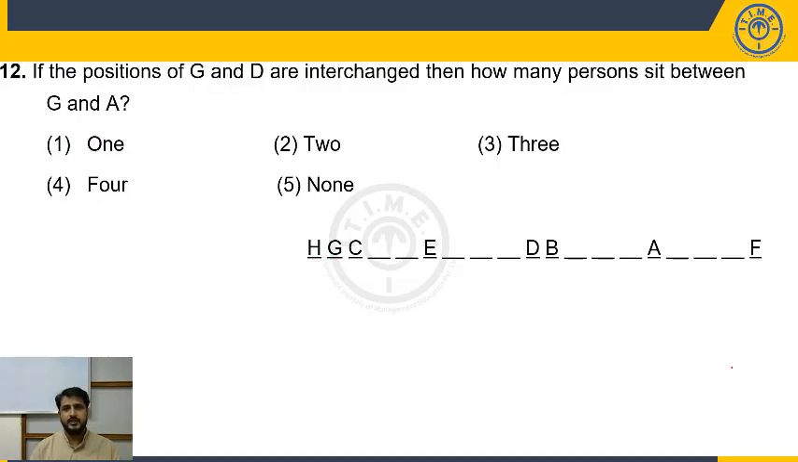If the positions of G and D are interchanged, how many persons sit between G and A? Okay, G and D positions are interchanged. So this position will be occupied by D and this position will be occupied by G. Now how many are between G and A? So G's new position is here and A's position is here. So 1, 2, 3, 4. The answer is 4. Choice is also 4.